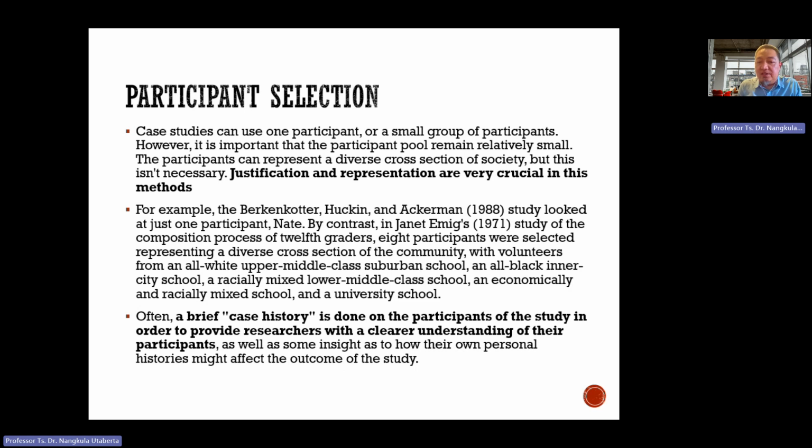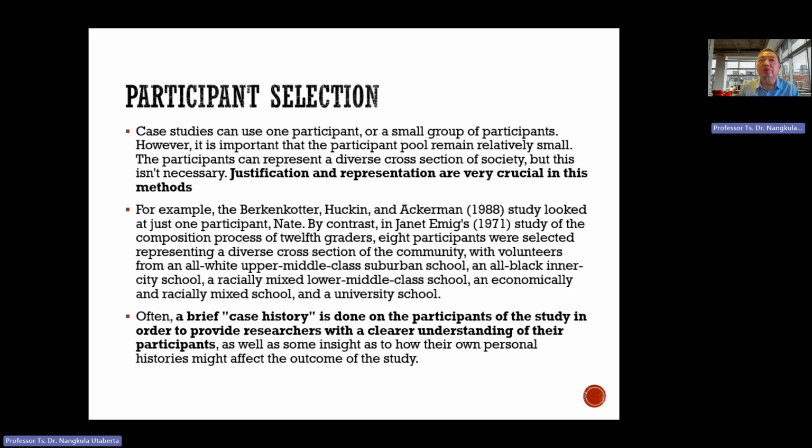One thing very important in the case study, because your sample was very small, is that your justifications, and this means how you do a selection of the participants. So justification and representation is very important.